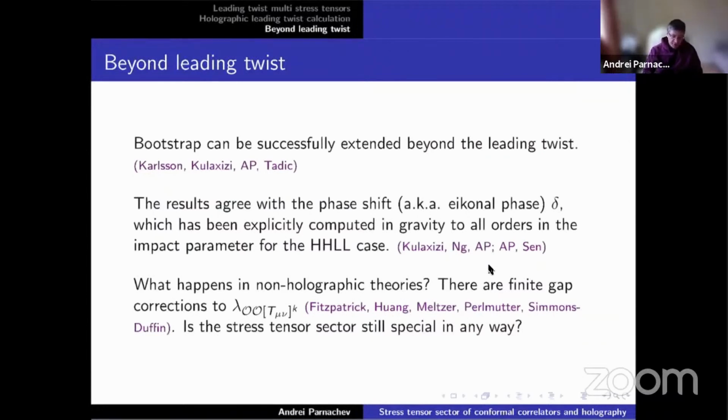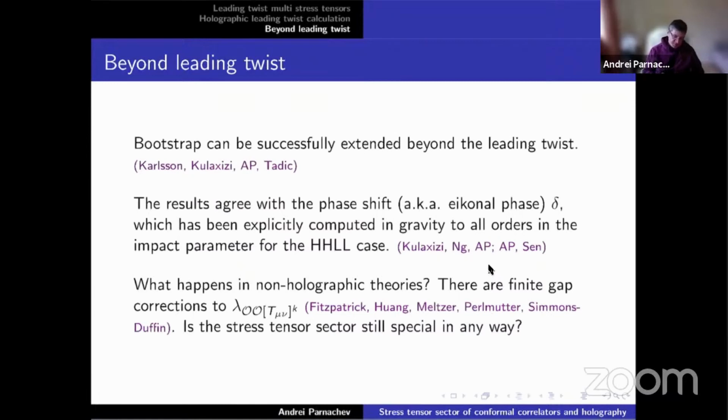Now, you can ask a question. Can you go beyond the leading twist? So far, I just discussed the situation at the leading twist. And the answer is yes, you can actually take the bootstrap and go beyond the leading twist. But you will need some extra data, in particular since beyond the leading twist, the OPE coefficients are not completely fixed. So for example, depending on which holographic theory you have, which high derivative terms you have, you may get different results. So you need some extra data, but the bootstrap still works.